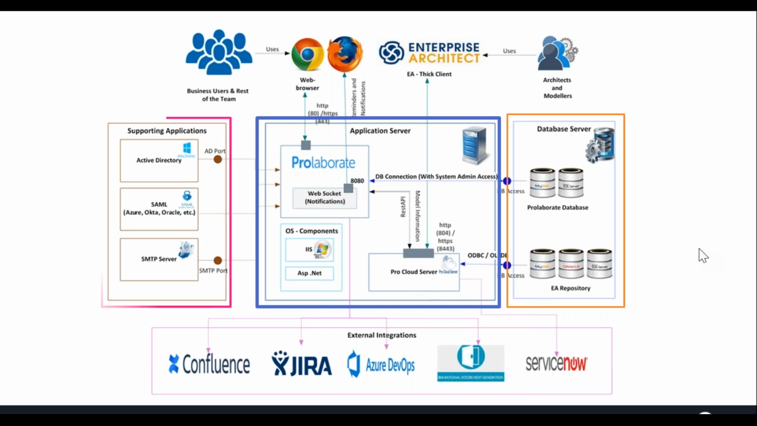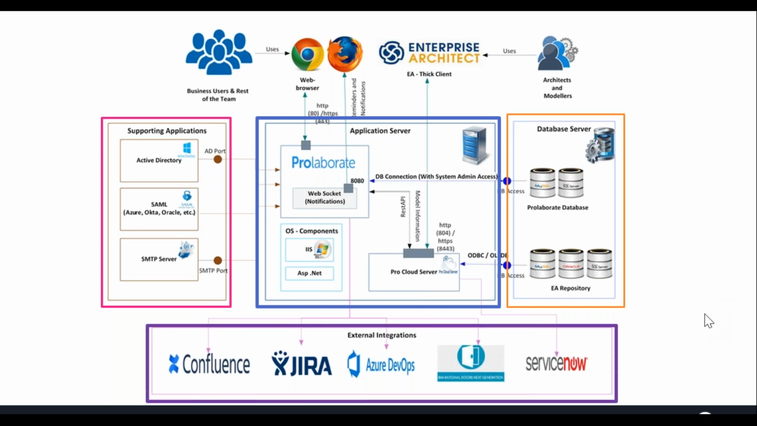And then as an additional thing, you can integrate to the supporting applications. When I say supporting applications, we're talking about things like single sign-ons, email notifications, and even if it's a federated authentication system, you can connect to that as well. So that would be the third step in your setup. And the fourth step will be to integrate it with Confluences or Jiras or ServiceNows and do the right configuration so that your data in Prolaborate and EA are seamlessly interchanged with these tools.